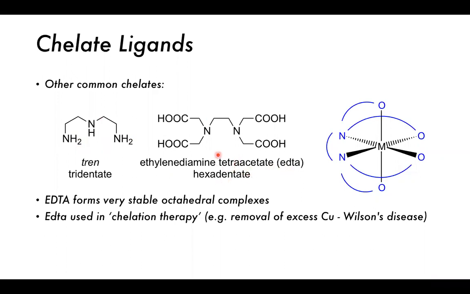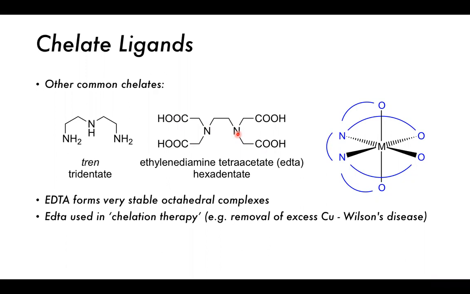which is hexadentate, so it has six binding sites. Typically, this is found as the tetrasodium salt, so each one of these acid groups has been neutralized and reacted to form the sodium salt. So there are no hydrogen ions here. This improves the ability of the ligand to be activated, so that we have these hard binding sites with the oxygens, and then intermediate binding sites through the nitrogens. EDTA forms very stable octahedral complexes, and it's used in chelation therapy, for example the removal of excess copper in Wilson's disease.